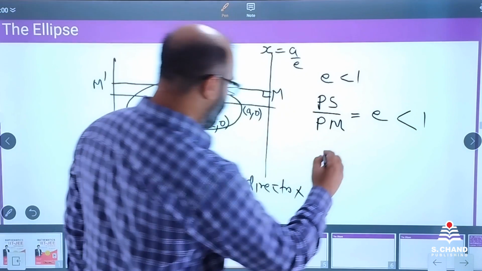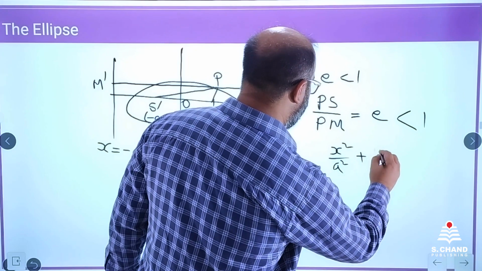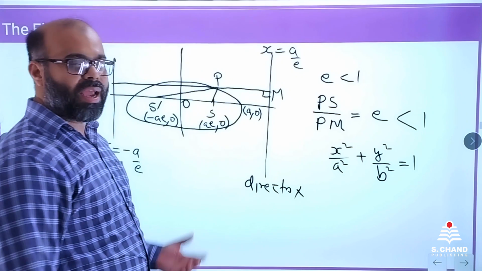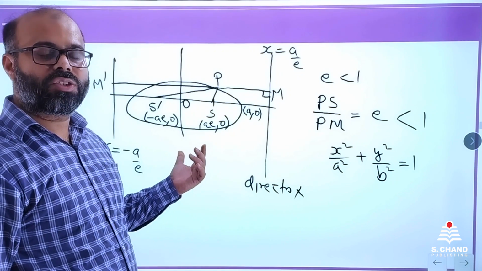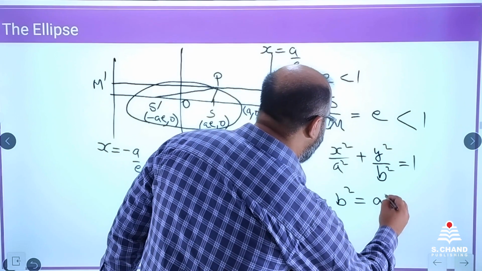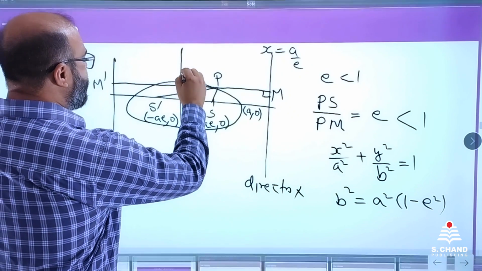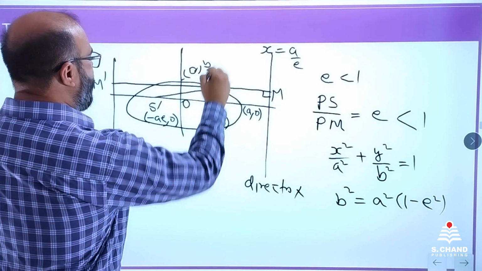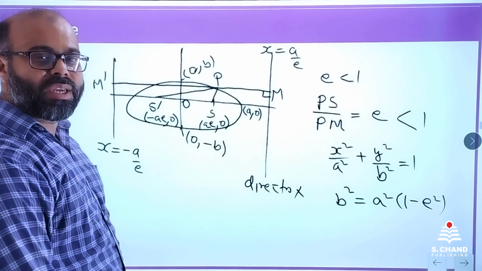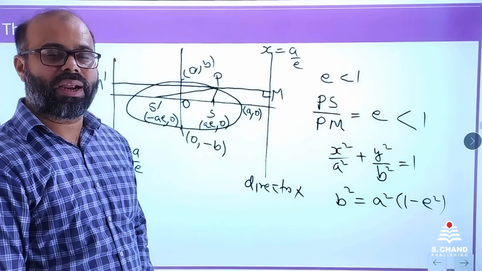Now if we come to the equation of this ellipse, this is x square by a square plus y square by b square is equal to 1. Now what is b square here? As we have a and e, but there is no b in the definition of ellipse, so we can say that b square is nothing but a square into 1 minus e square. And geometrically, this point is (0, b), and this point is (0, minus b), where the ellipse is intersecting the y-axis. So y-intercepts of the ellipse are b and minus b, and x-intercepts are a and minus a.